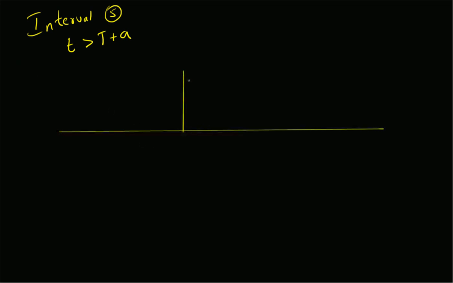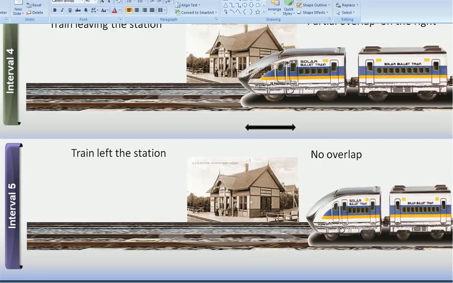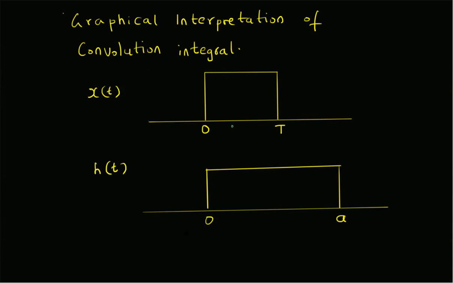So in terms of the signals, 0, T and t minus a. So t minus a is greater than T, or in other words, t is greater than T plus a. So no overlap. That means y of t will be equal to 0 in this fifth interval. So that means the train has already left the station. So to summarize, in this video we have looked at the graphical interpretation of the convolution integral.